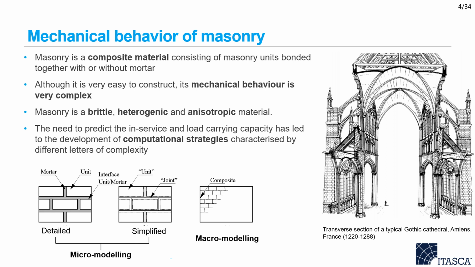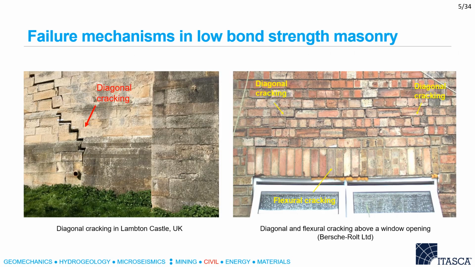The need to predict the in-service and load carrying capacity has led to the development of computational strategies which are characterized by different levels of complexity. Such models range from considering masonry as an anisotropic continuum, the macromodeling approach, to the more detailed ones considering masonry as an assemblage of units and mortar joints, the micromodeling approach.